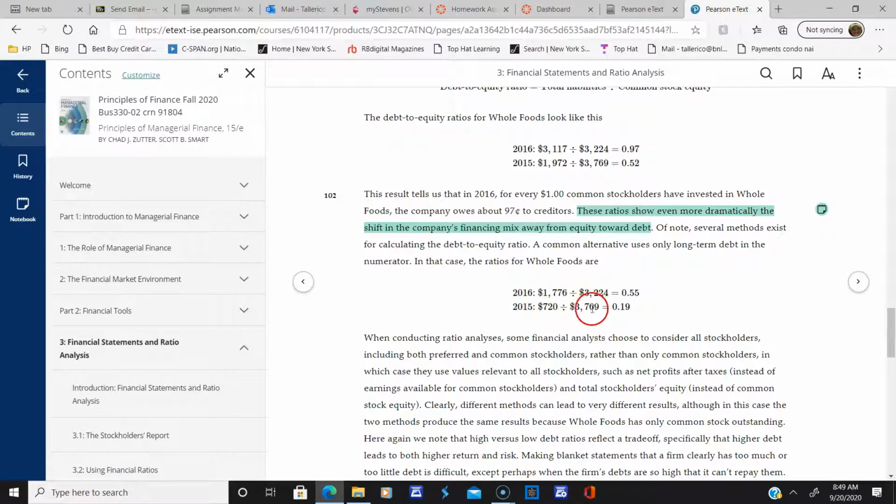Of note, several methods exist for calculating the debt to equity ratio. A common alternative uses only long-term debt in the numerator. In that case, the ratios for Whole Foods are, so this only looks at long-term debt. So it's done in several different ways.